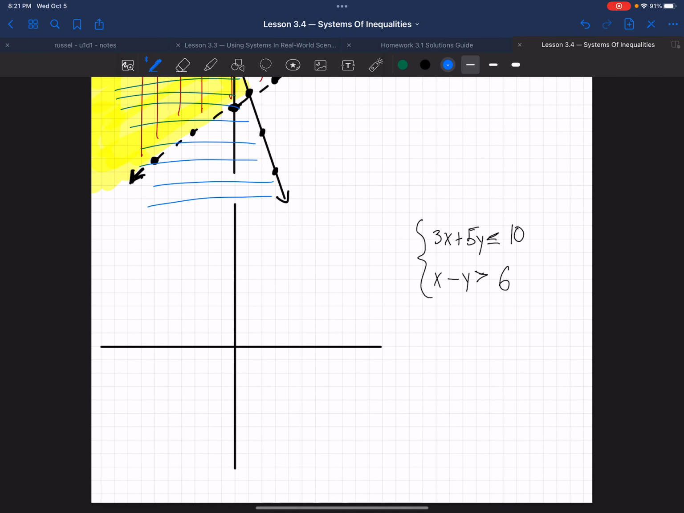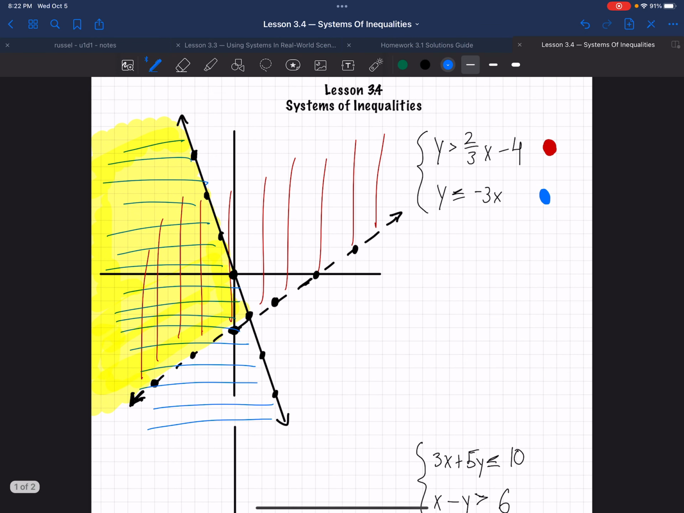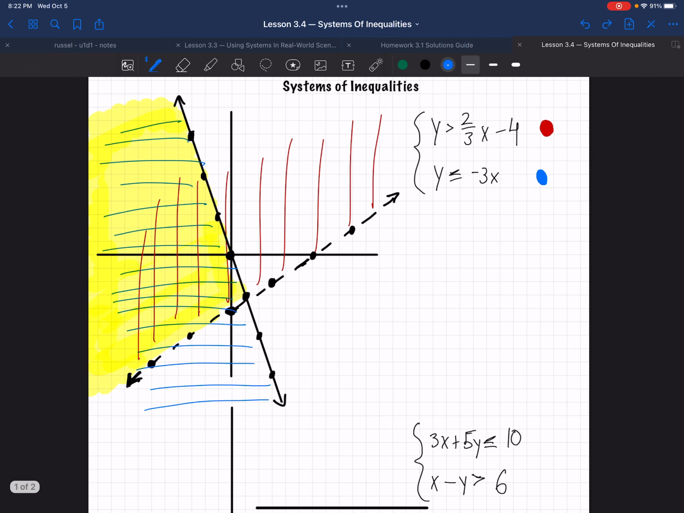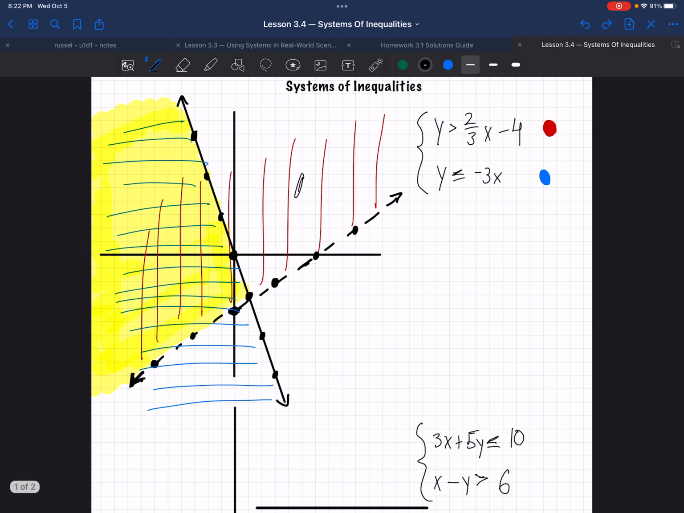Let's do another. And by the way, what this means is any point in this region, any point is part of the solution. So if you had a question that says, hey, is this point part of the solution? You'd say, yeah, it is, because it falls in that region. Notice points out here or out here are not part of the solution set, even though they satisfy one of the inequalities.